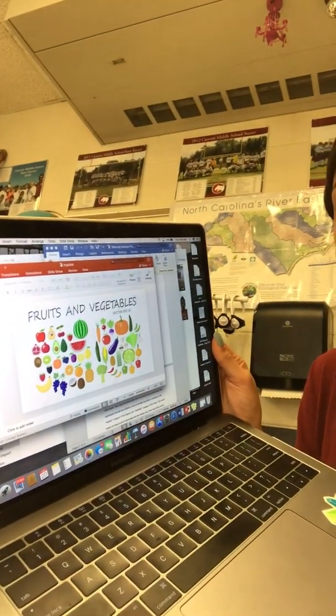So it has both on there, and it shows different examples. So fruits would be apples, cherries, watermelon, stuff like that. Vegetables, pumpkins that we carve at Halloween, that would be a vegetable. Broccoli, lettuce, stuff like that basically is vegetables.